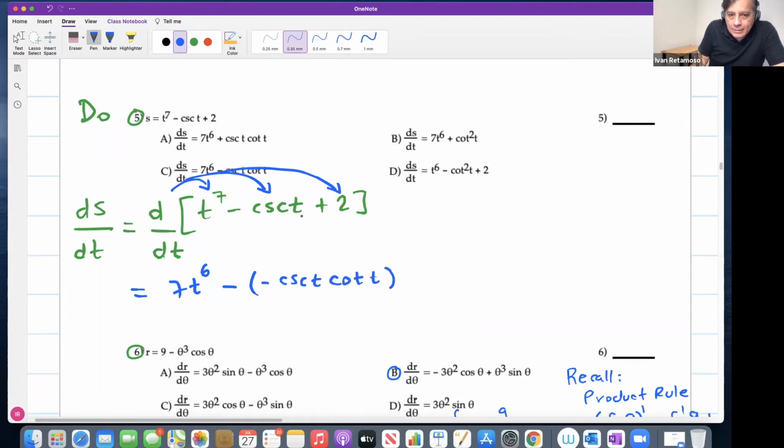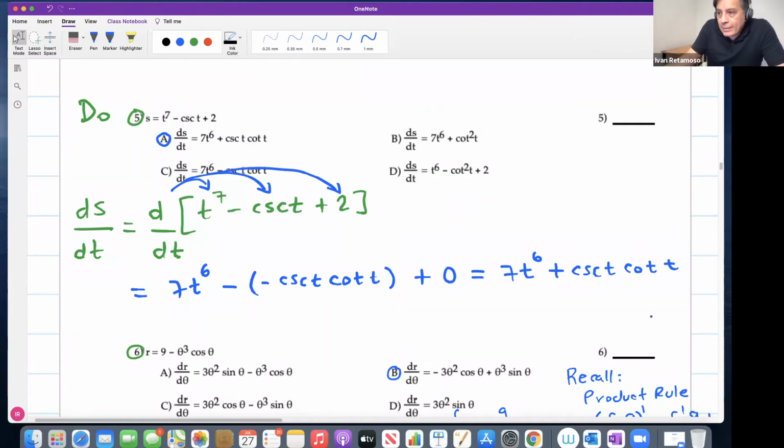This is the derivative of this guy, plus the derivative of the constant function 2, which is just 0, right? Nothing. So now simplifying this, 7t to the 6 here, minus and minus is plus, right? Plus cosecant of t multiplied by cotangent of t. This should be the answer, and this is a perfect match with choice A, right? Choice A. Very good. Excellent, guys. All right, so that was one.